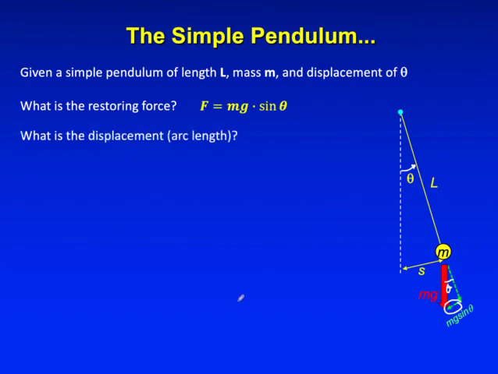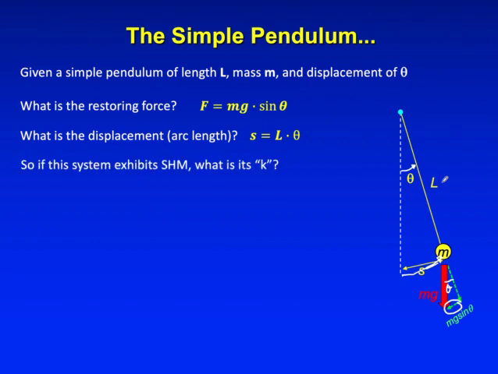And what's the displacement? The arc length. And let me draw it better this time than I could do with the Microsoft tools. This arc length right here, if you remember from Alg 2, is just equal to the radius of your circle times theta in radians. And remember, we're working in radians in all of these. And so the arc length is just equal to L times theta, where L is the length of this pendulum.